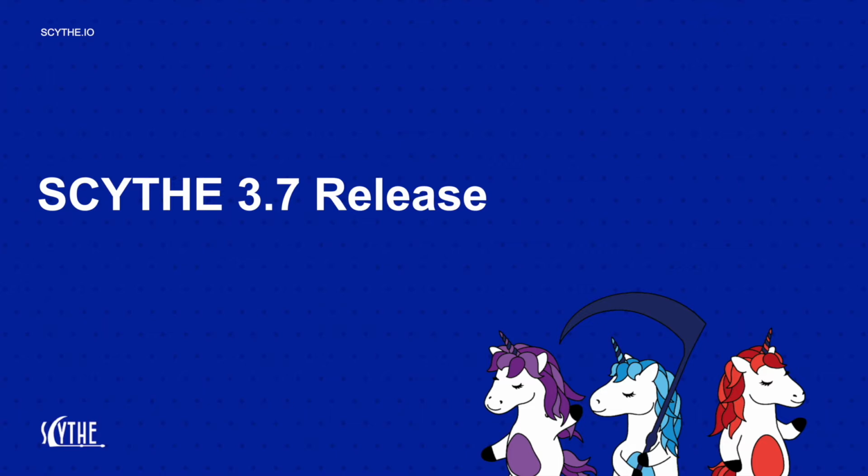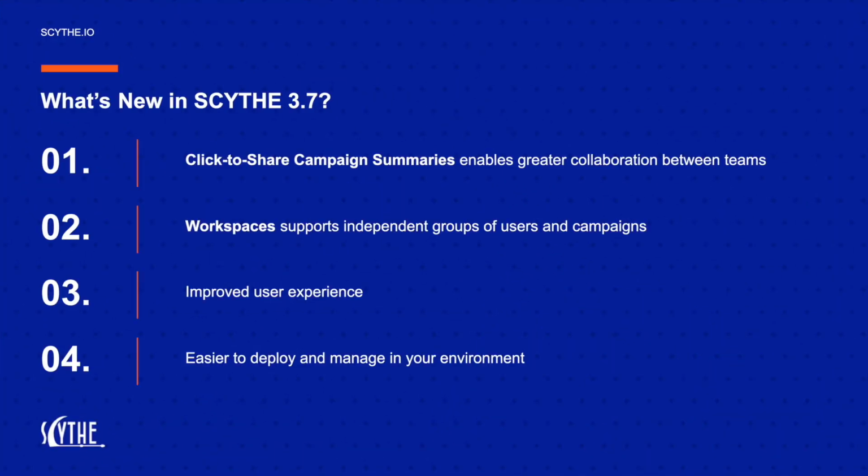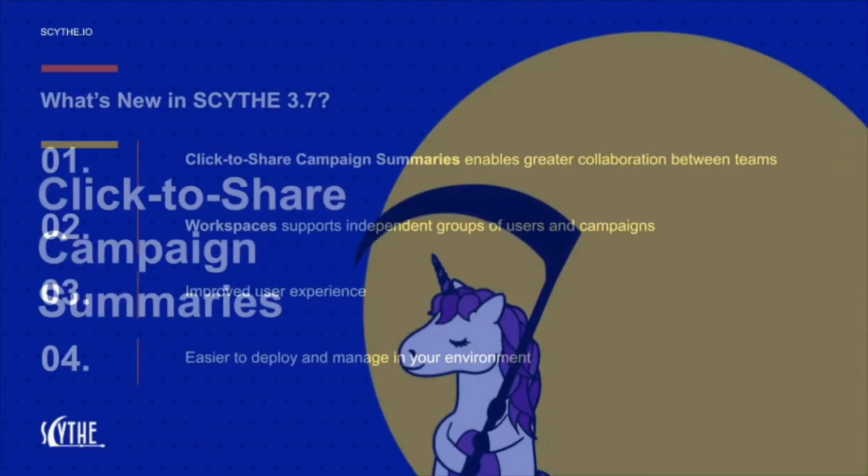We understand that collaboration between the red teams and blue teams is key to strengthening defenses. And that's why this May, we are excited to announce the release of SCYTHE 3.7, which will enable greater collaboration and sharing from red teams to blue teams, and will make actionable data more accessible. We've also improved the overall user experience to make campaign management easier than it has ever been before. So let's take a look at exactly what's new in this release.